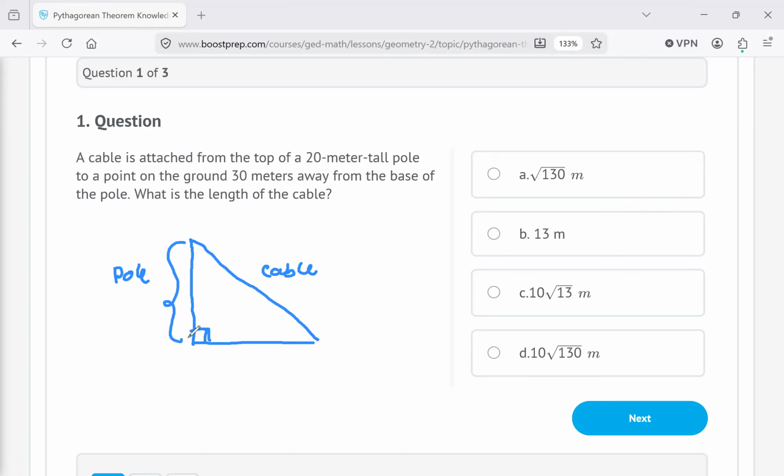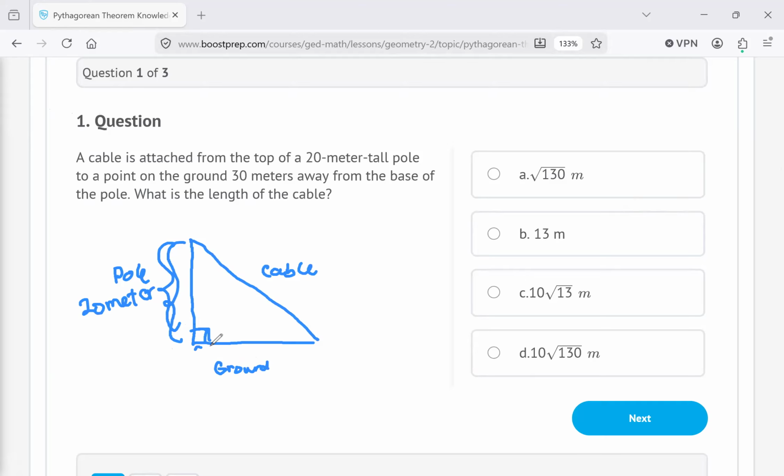And they specifically said, let's see, what did they tell us? A cable is attached to the top of a 20-meter pole. So this vertical distance is 20 meters. And then the ground is 30 meters. So this horizontal distance is 30 meters. And then you have a cable.